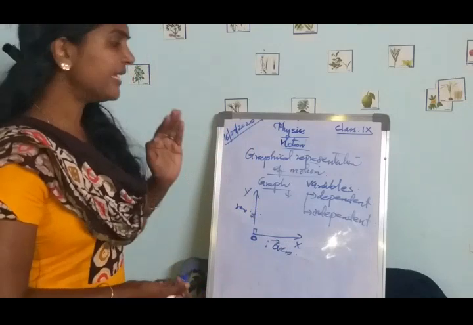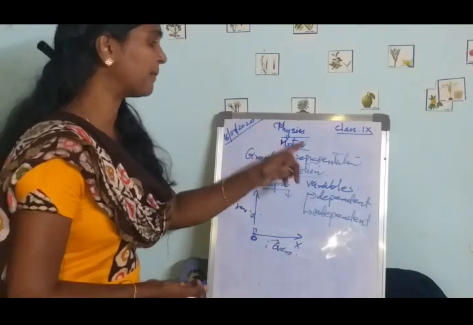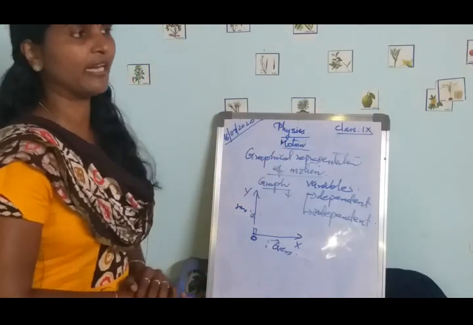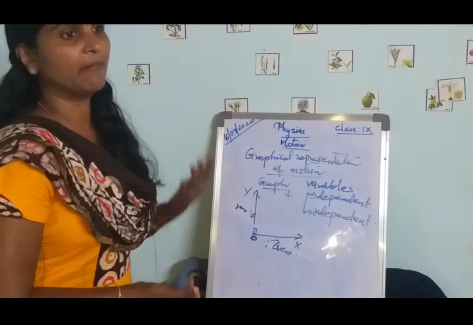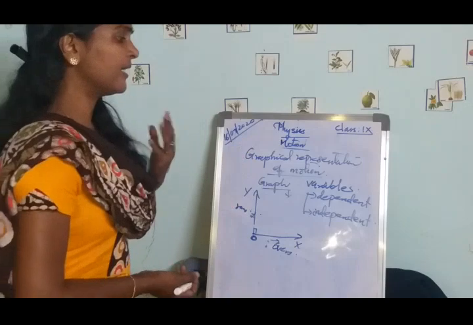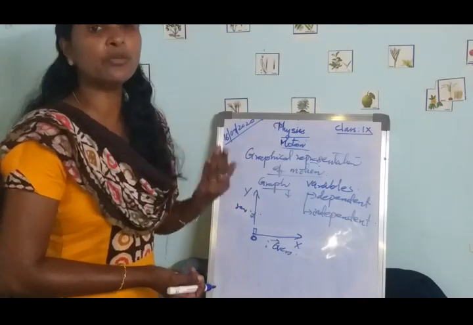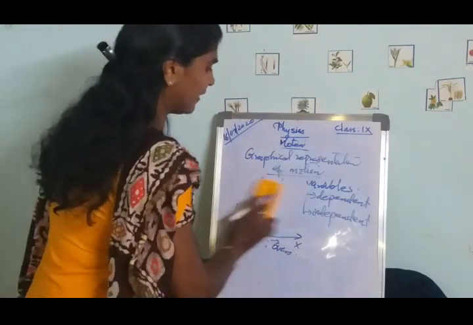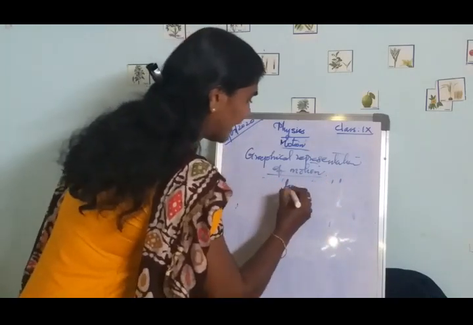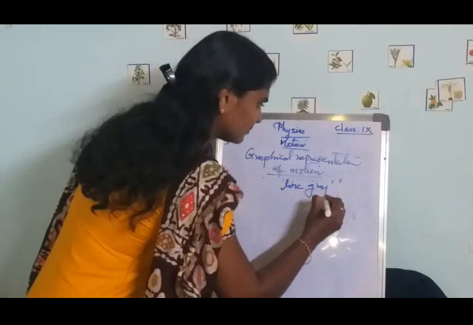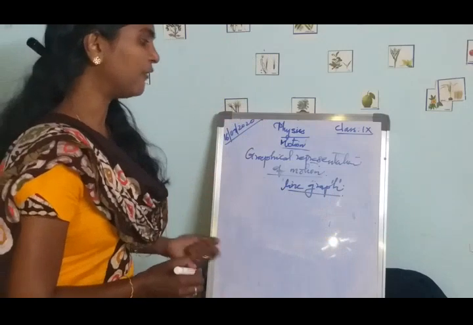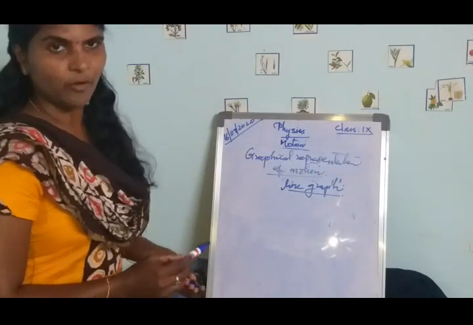The motion of an object can be represented using a graph. We know there are different types of graphs: line graphs, bar diagrams and pie charts. For representing the motion of an object we can use line graphs.